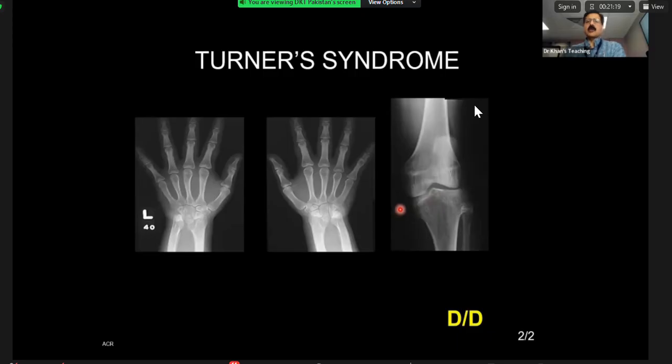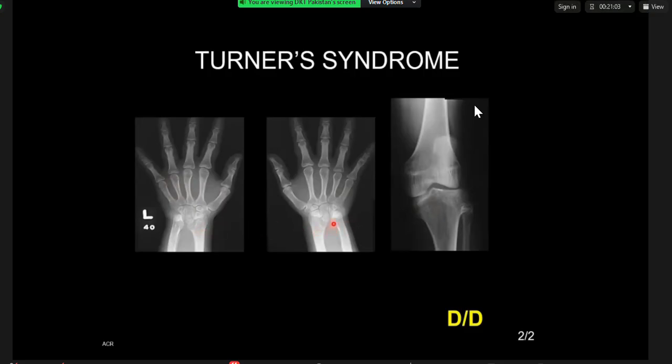I think we have already covered it in congenital. These metacarpals, particularly the fourth metacarpal, can be smaller in size. And that's a very important differential, small metacarpal. Second thing is Madelung deformity.